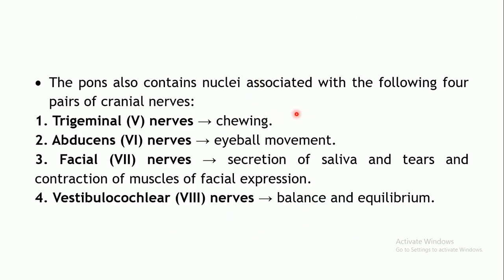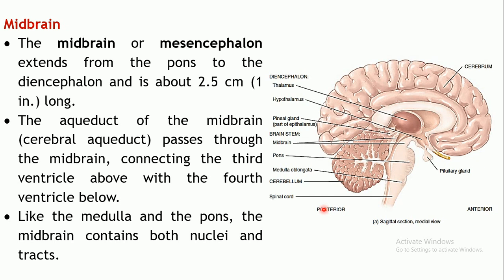Apart from this, it is associated with the 4 pairs of cranial nerves: the trigeminal or 5th cranial nerve, which is associated with chewing; the abducens or 6th cranial nerve, which is associated with eyeball movement; the facial or 7th cranial nerve, which is associated with the secretion of saliva and tears or contraction of the muscles for facial expressions; then the vestibulocochlear nerve or 8th cranial nerve, which is associated with balance and equilibrium. So the nuclei for all these will be present in the pons.